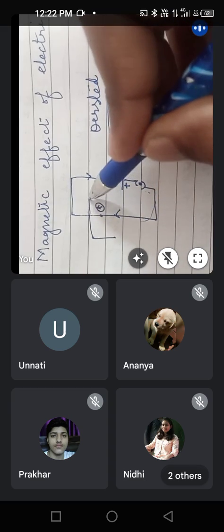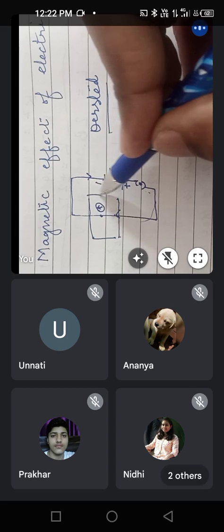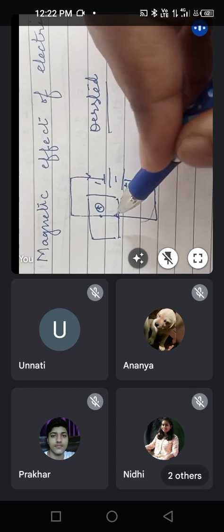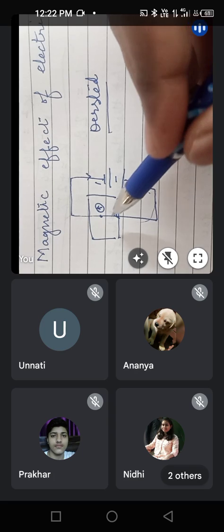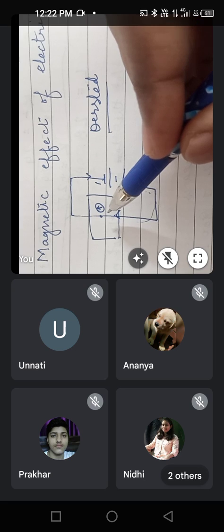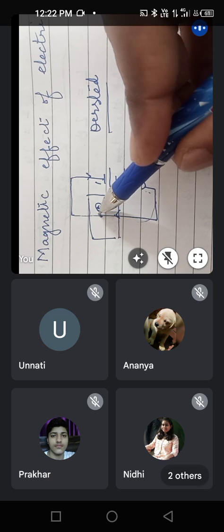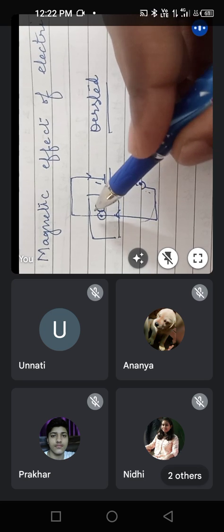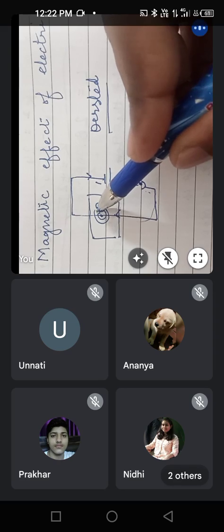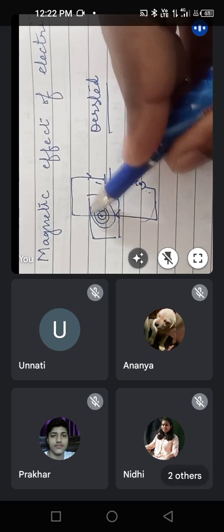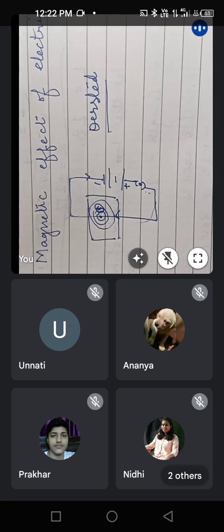If you take a cardboard piece and sprinkle iron filings on it, the small pieces of iron, that's called iron filings, then you see circular rings will be formed, right? And these circular rings show the direction of the magnetic field. They show that a magnetic field is generated.